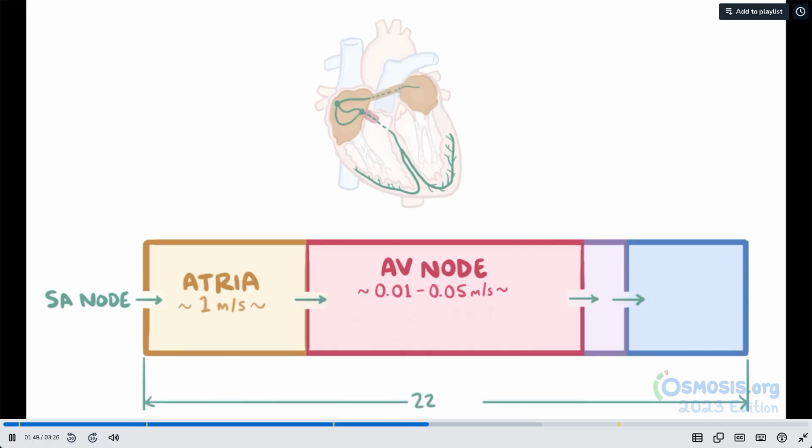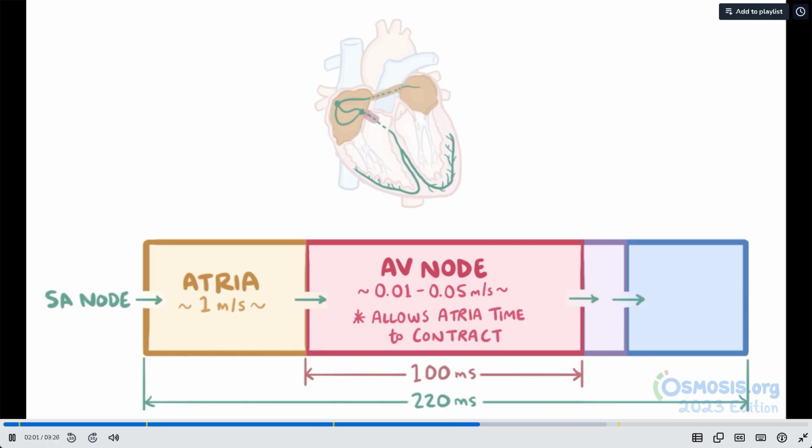In fact, out of the 220 milliseconds for the entire journey of the depolarization wave, about 100 milliseconds, or almost half the time, is spent in the AV node. That dramatic slowdown lets the atria contract and push blood into the ventricles while the ventricles are still relaxed.